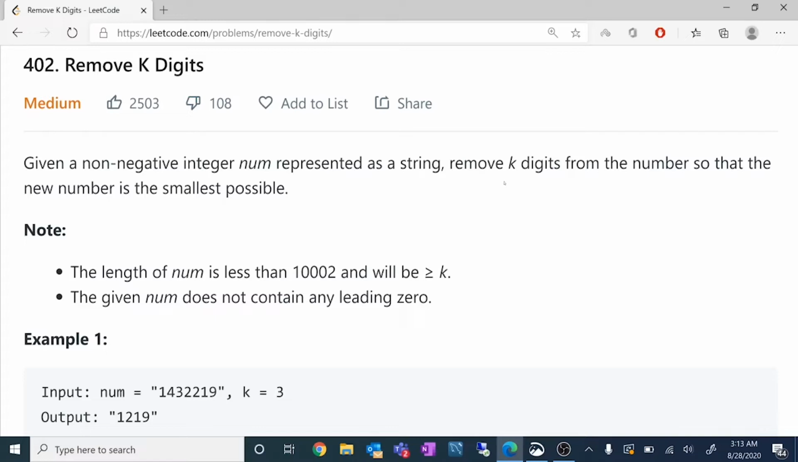So without wasting any time, let's start discussing the question. So first of all, you can read out the question statement. It's pretty straightforward, but I'm still going to explain what the question is saying. So let's start with the explanation part.